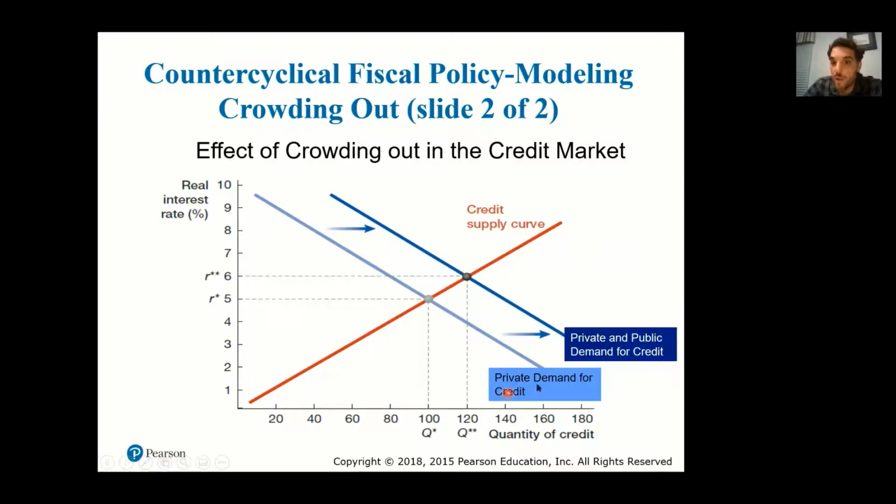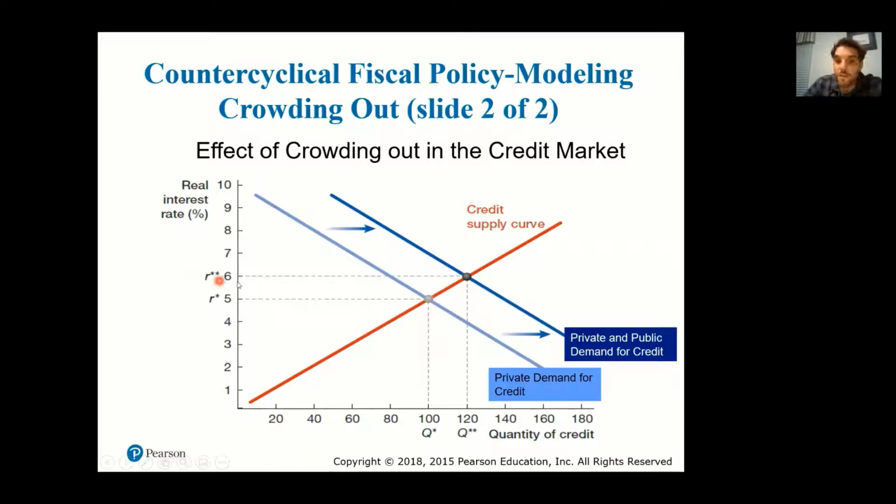This light blue demand for credit does not include demand for credit by the federal government. This dark blue line does. This dark blue demand for credit curve includes the demand for credit by the federal government. And so when there's this increase in the demand for credit, it drives interest rates up.